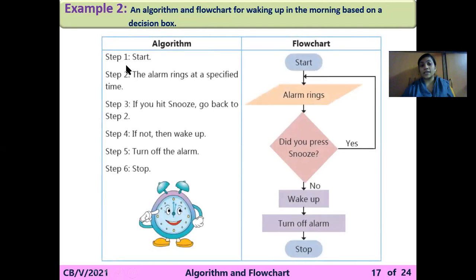So let's read it. Algorithm: start and stop. You have to compulsorily write down any condition for the algorithm and the flowchart both. Second, the alarm rings at the specific time. जो भी time होगा उस according वो ring करेगा. If you hit snooze, go back to step two. Okay, अगर आप snooze press करते हो तो वापस से वो अलार्म रिंग करेगा. If you do not press the snooze, then wake up and turn off the alarm and stop.